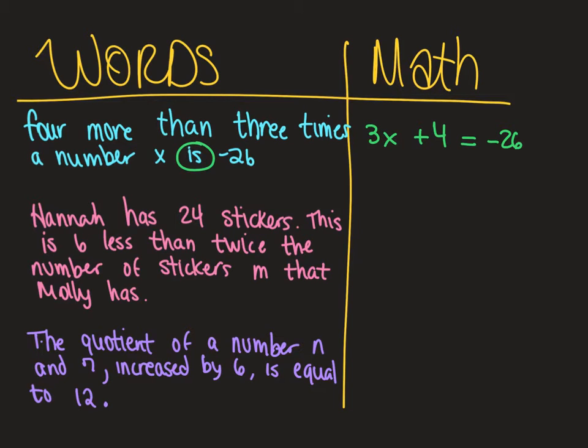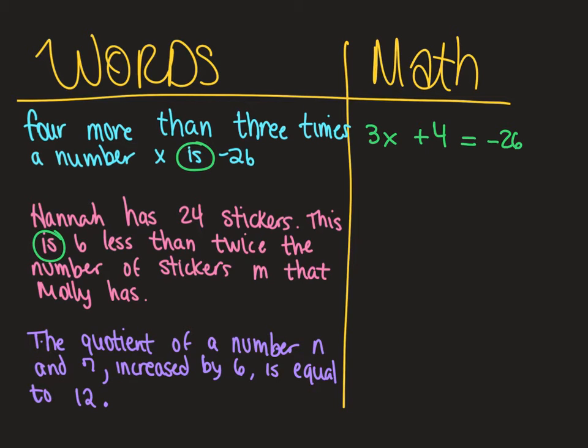Let's double check it. 4 more than 3 times the number x is negative 26. And then we could sing the stupid song a couple times, and we could actually figure out x. All right, let's read this one. Hannah has 24 stickers. This is 6 less than twice the number of stickers, M, that Molly has. Okay, I found my is. I like zoning in on is first.